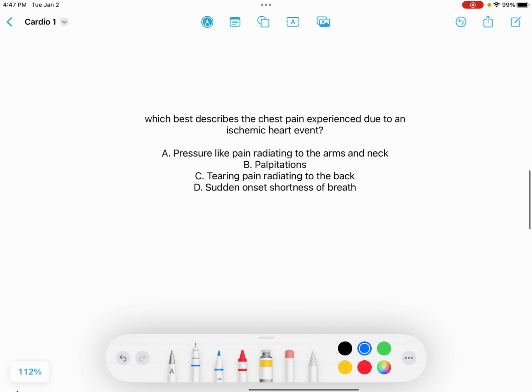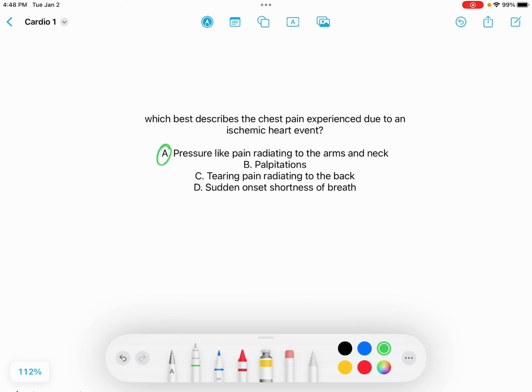Next question. Which best describes the chest pain experienced due to an ischemic heart event? A, pressure-like pain radiating to the arms and neck. B, palpitations. C, tearing pain radiating to the back. Or D, sudden onset shortness of breath. So take a moment to think of your answer. And if you picked A, that is correct.